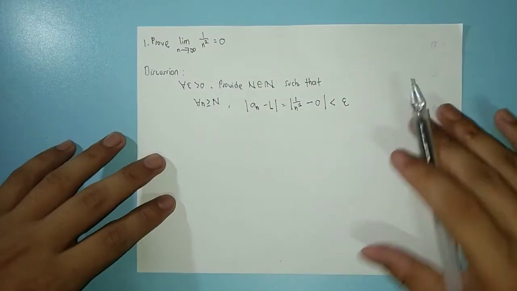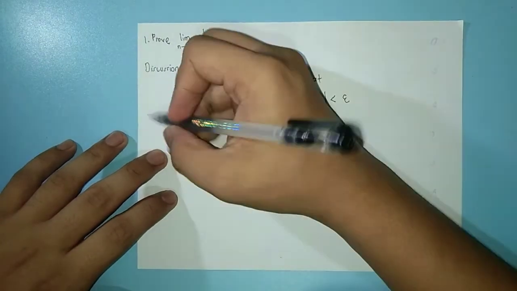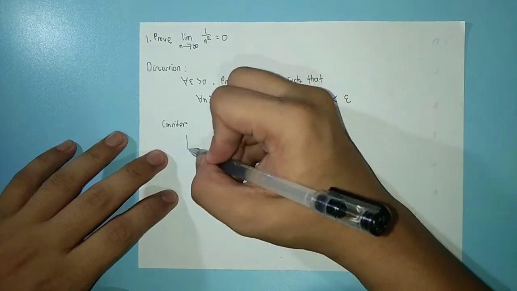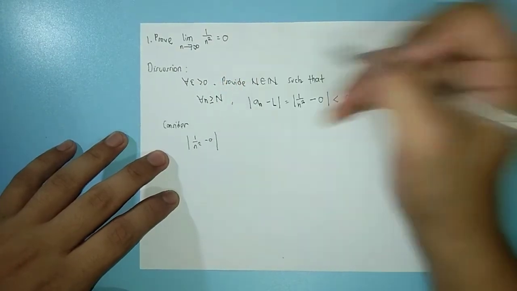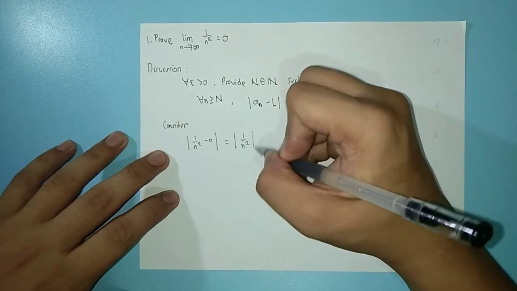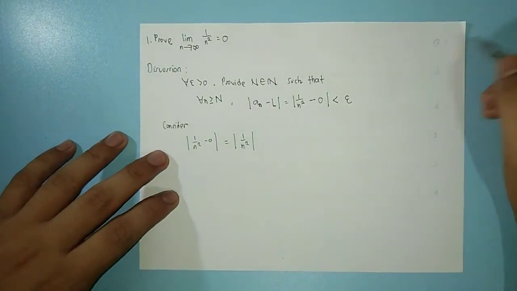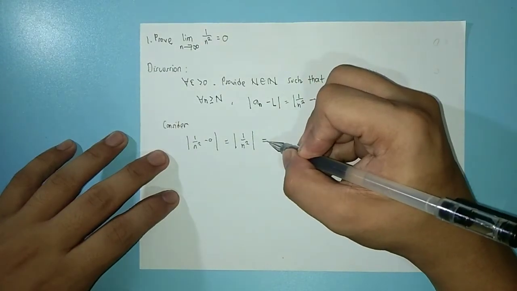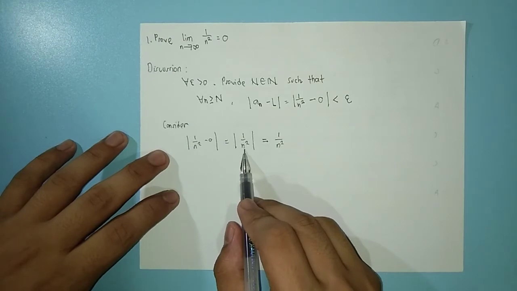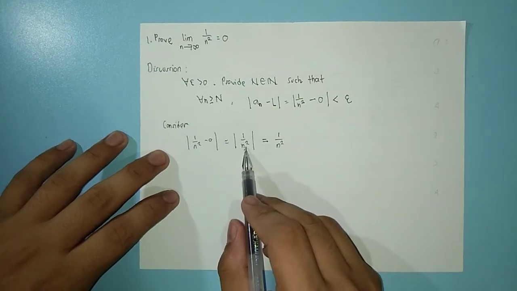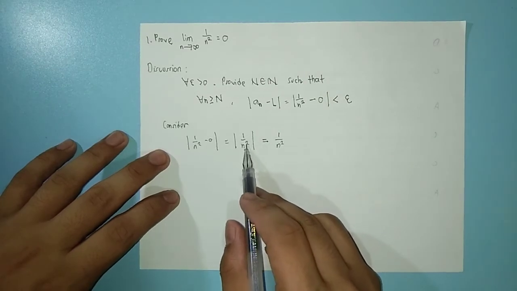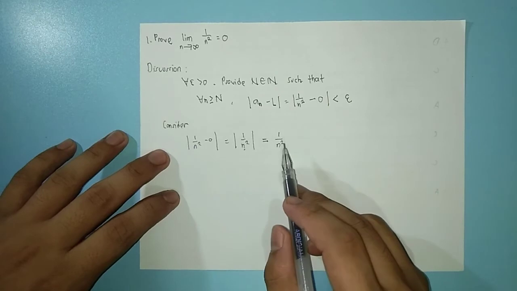Okay? So, paano natin gagawin yan? Ito yung imamanipulate natin. So, consider distance na to. So, 1 over n squared minus 0. So, this is equal to absolute value of 1 over n squared. Okay? And this is also equal to 1 over n squared. Sir, bakit? Kasi yung n, natural number yan. At kahit hindi yan, kapag in-square mo, positive talaga yan. Kaya kapag kinuha mo yung absolute value ng 1 over n squared, palaging positive yan. By definition of absolute value, that is 1 over n squared.